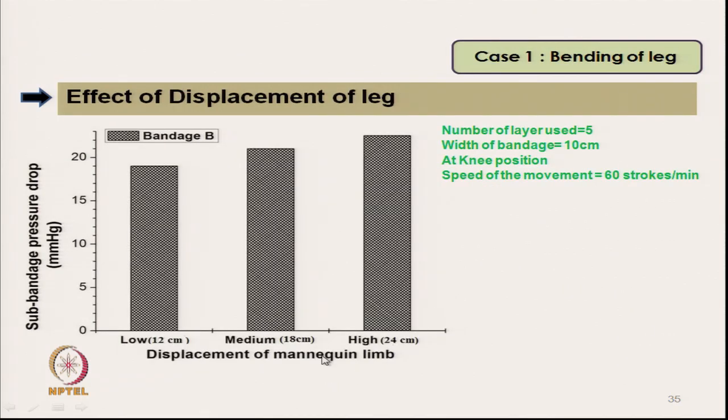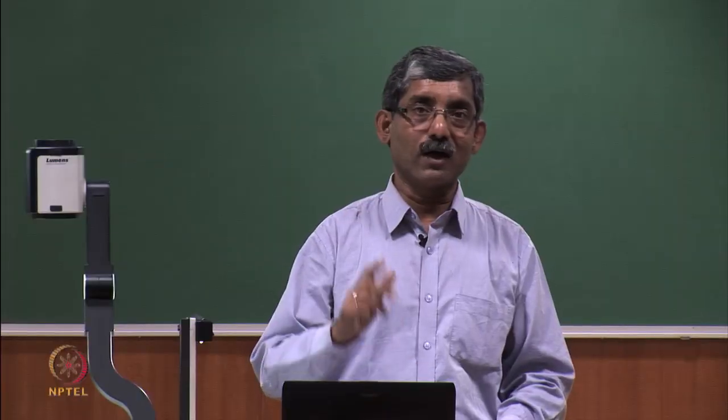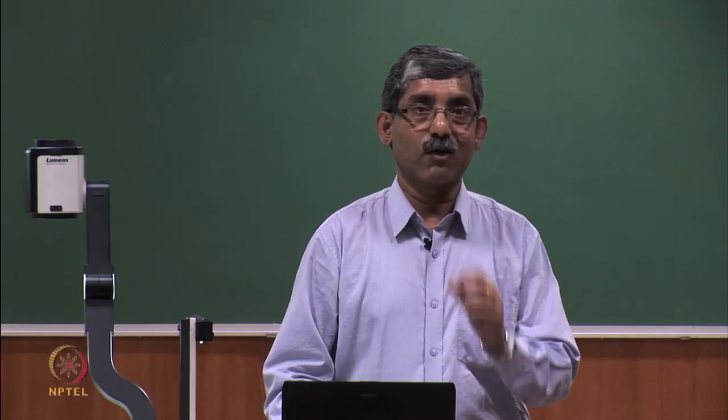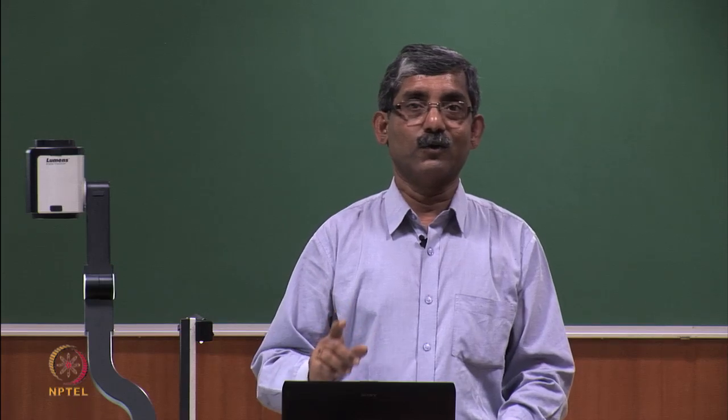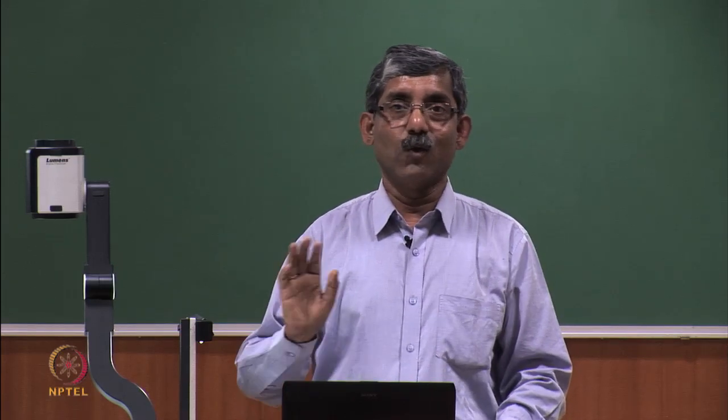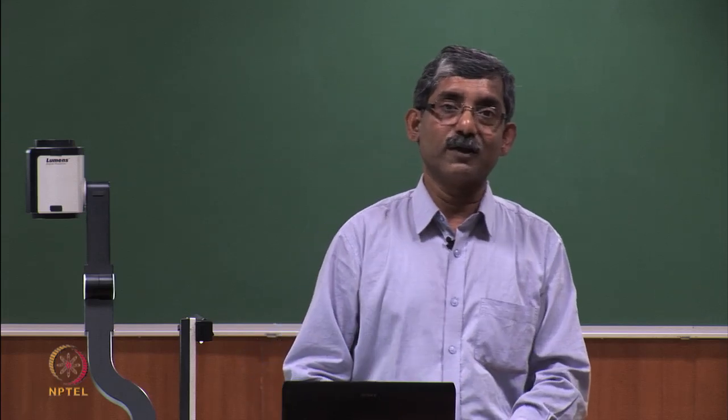This picture shows the displacement of the mannequin limb. As the displacement increases from 12 centimeter to 24 centimeter, the pressure drop increases. That means if the bending of the limb is more, or if the step length is more, if he is walking with a longer step, in that case the pressure drop will be high. So, higher pressure drop means lower effectivity of the compression therapy.